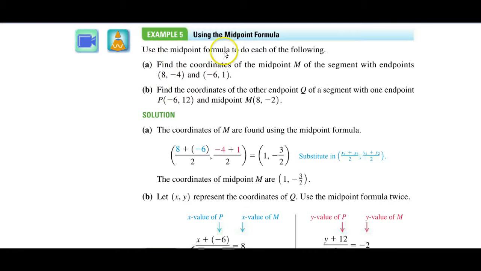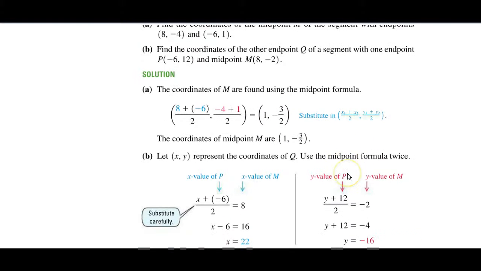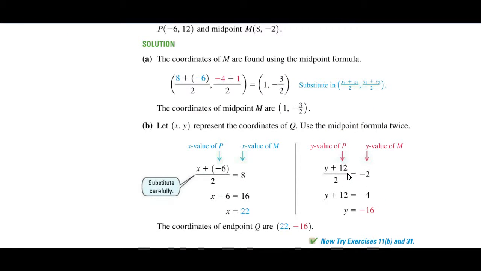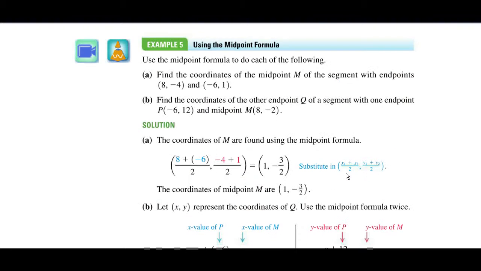Now as we look at this one, here are our coordinates. We're going to put them in the formula, add them up, divide by 2. So this is 2 over 2 when we add these, and we get 1. Then we have a negative 4 and a 1, which leaves us with negative 3 over 2. So there are the coordinates of the midpoint. Again, rather easy. Now, the next one is a little more challenging.